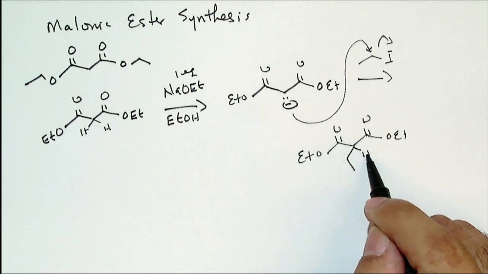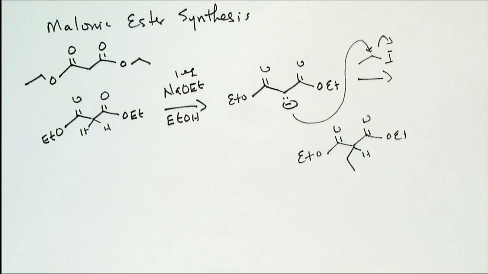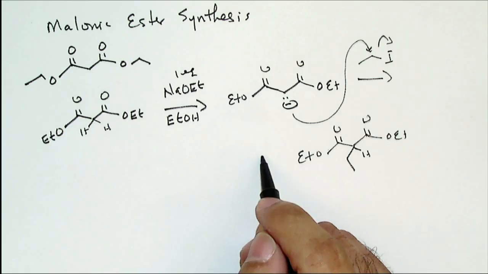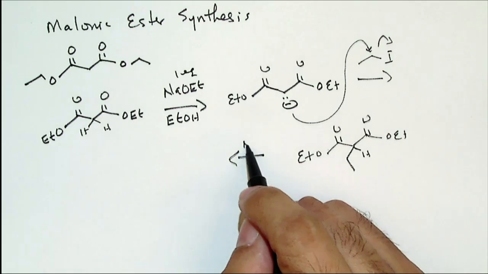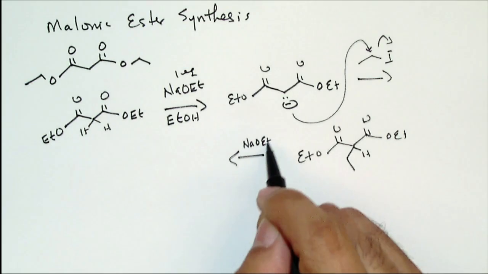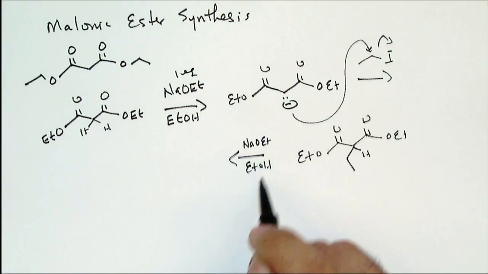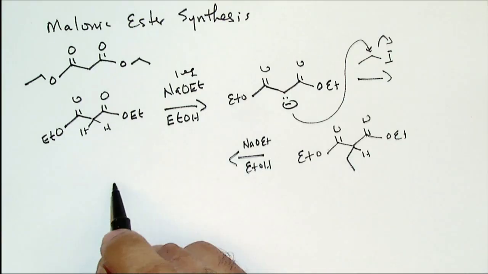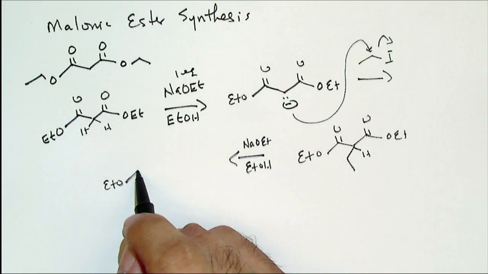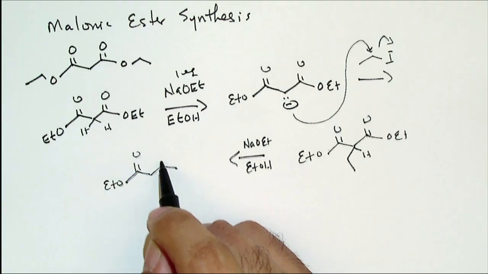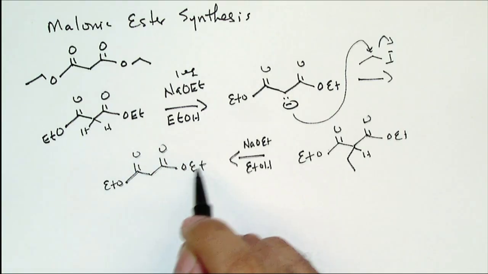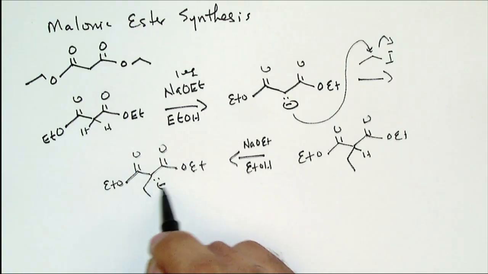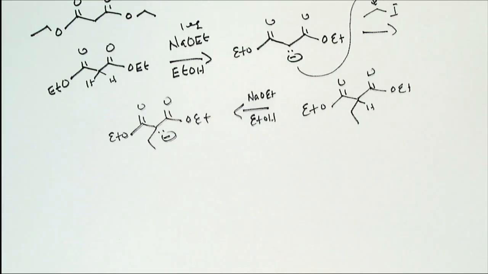Now keep in mind, there is still a proton there that in theory can be removed, and indeed, if I treat this with another equivalent of sodium ethoxide in ethanol, I will deprotonate that position. So the product that I end up getting there is going to be this one, where I now have a new nucleophilic position there.